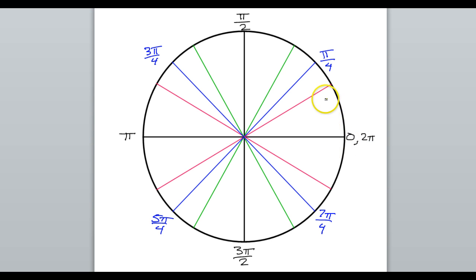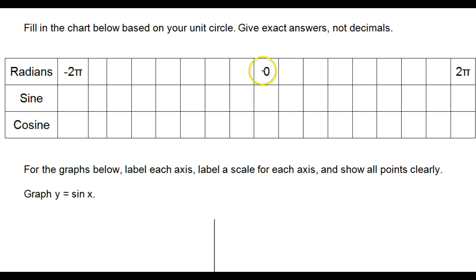We could go into even more detail and do pi over 3 or pi over 6. But for our purposes, for our introductory graph, let's keep it simple and stay at this level of pi over 4s. So the first thing we're going to do is make a table of values.